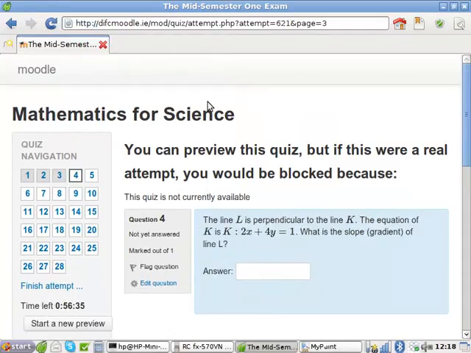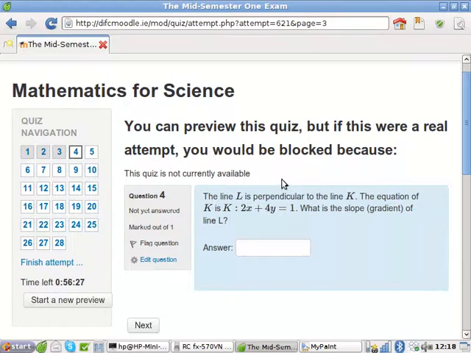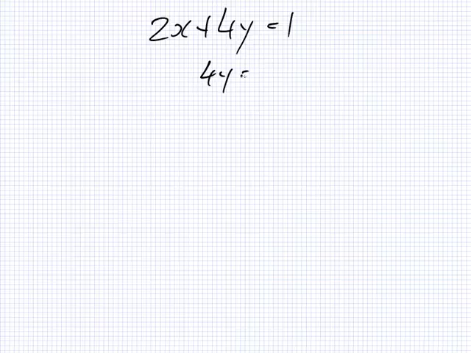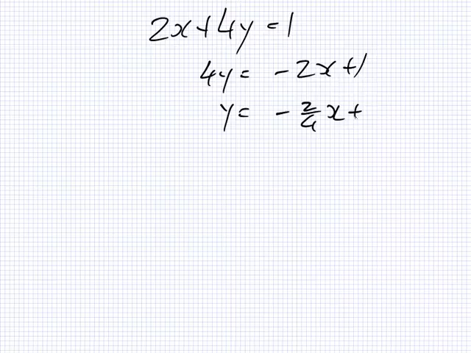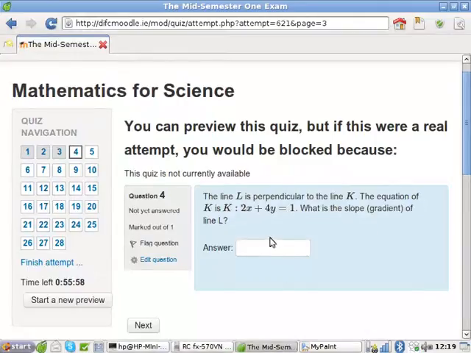The line L is perpendicular to K, and K is 2x plus 4y equals 1. What is the slope? Easy peasy. So here we get 4y equals minus 2x plus 1. y equals minus 2 over 4 x plus 1 over 4. So what's the slope here? It's minus 2 over 4. So the slope I want is plus 4 over 2, which is 2, not 0.5. Agreed. So 2 is the answer here.